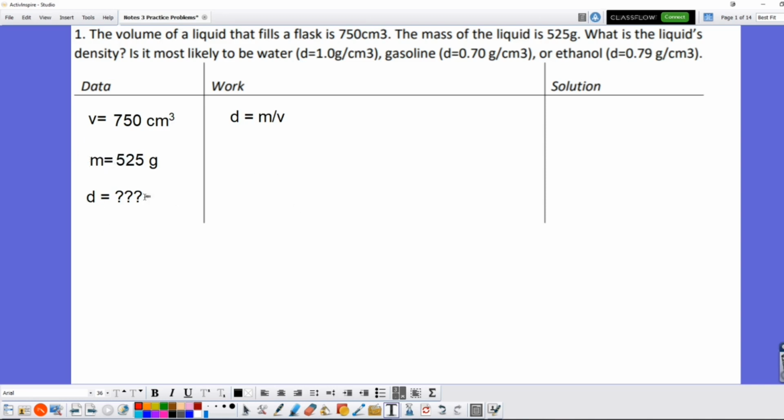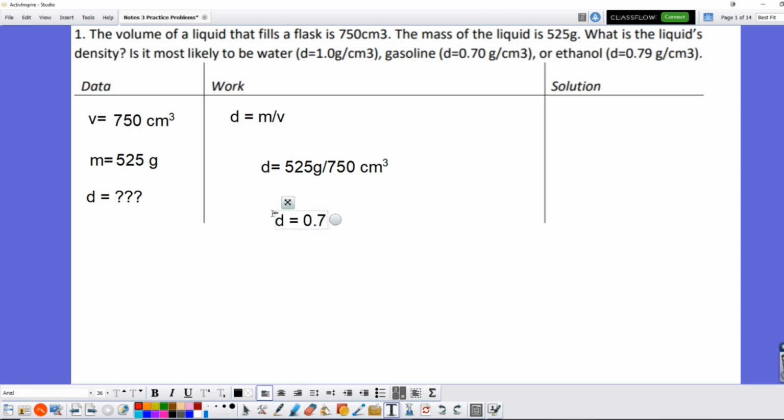So to solve for density, abbreviated letter D here, we need mass and we need volume. So all we have to do is plug in the values for mass and volume to figure out what this is. So D in this case, density, is equal to 525 grams divided by 750 cubic centimeters. All right, let me go ahead and write that out. Cubic centimeters, like that. Okay, you plug that into a calculator and 525 divided by 750 gives me 0.7. D is equal to 0.7.